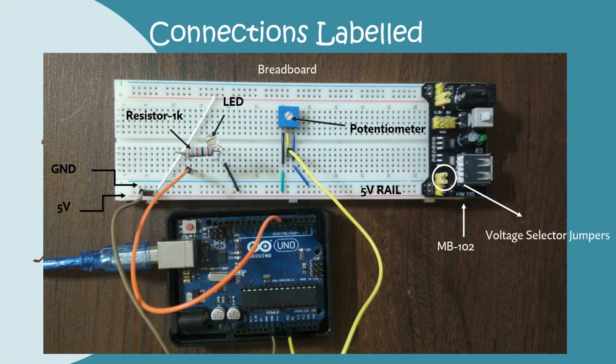The current limiting resistor is basically provided to make sure that the current in the LED remains in the milliamps range. If it goes higher than this, you run the risk of burning your LED.